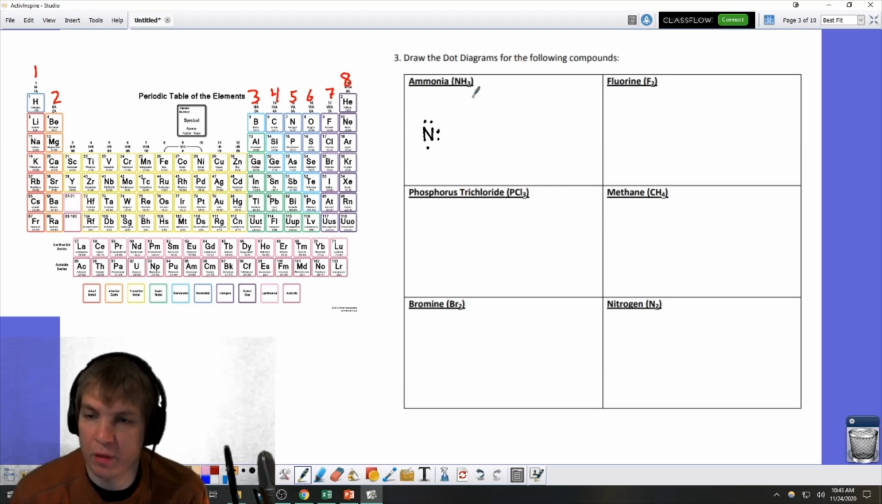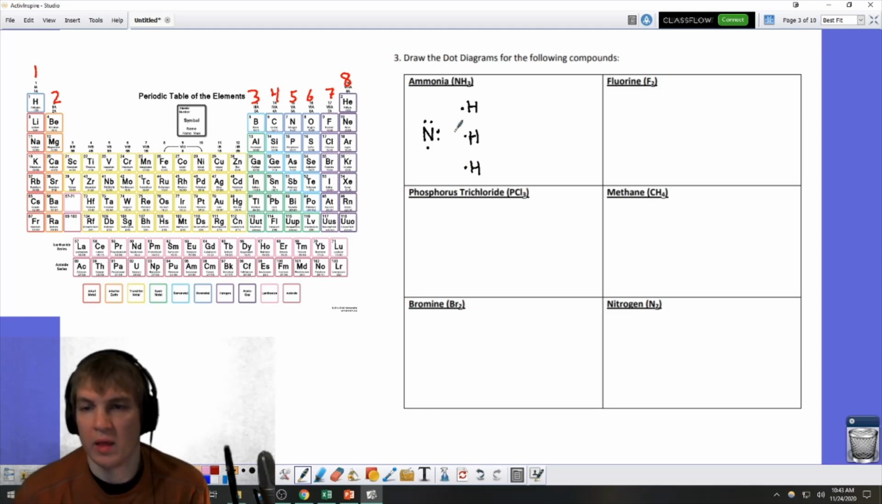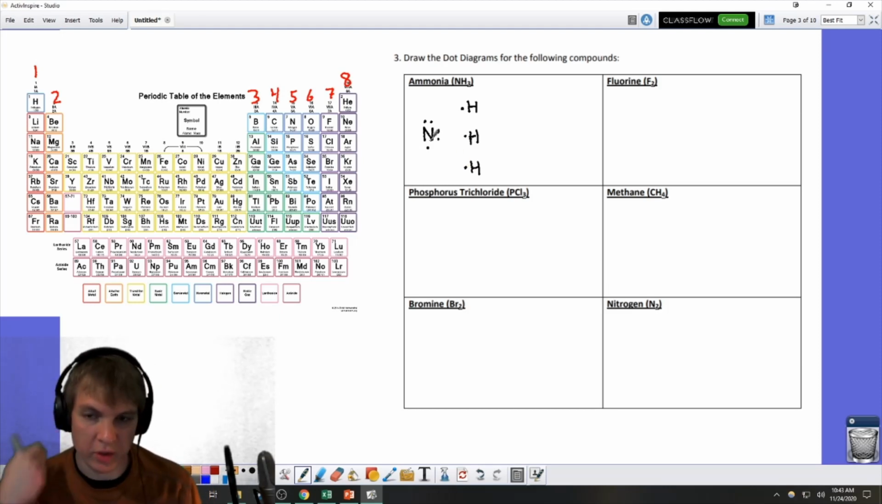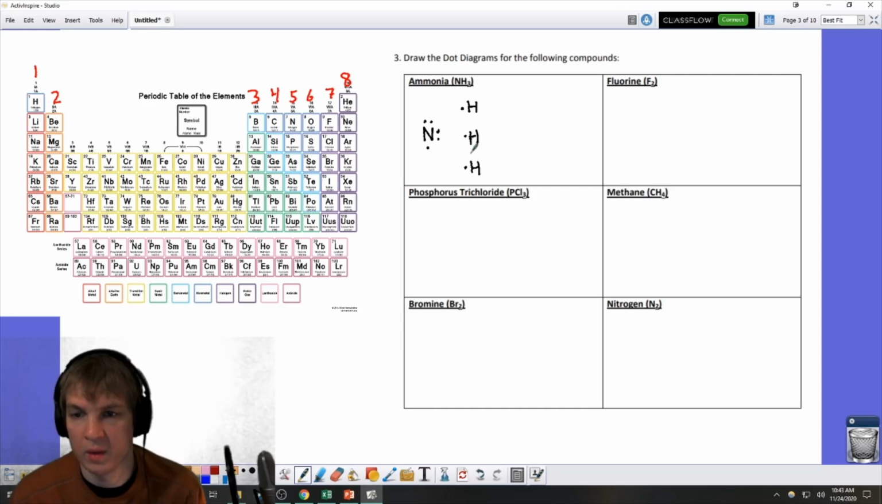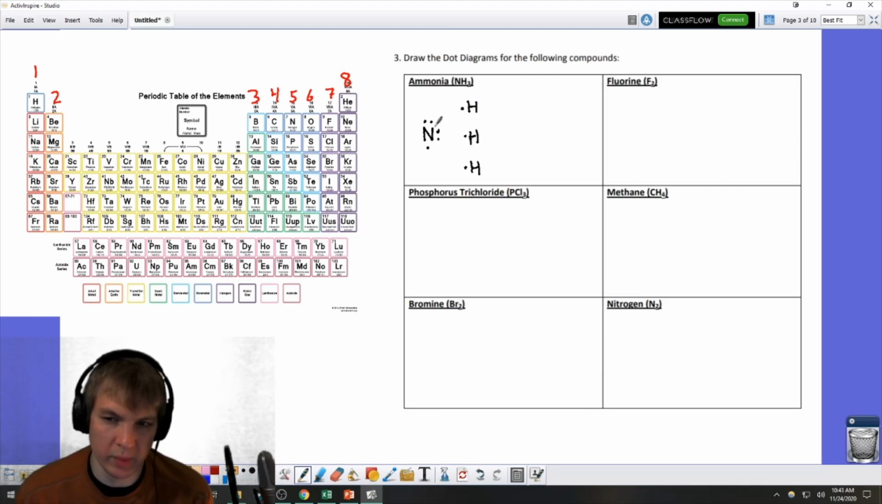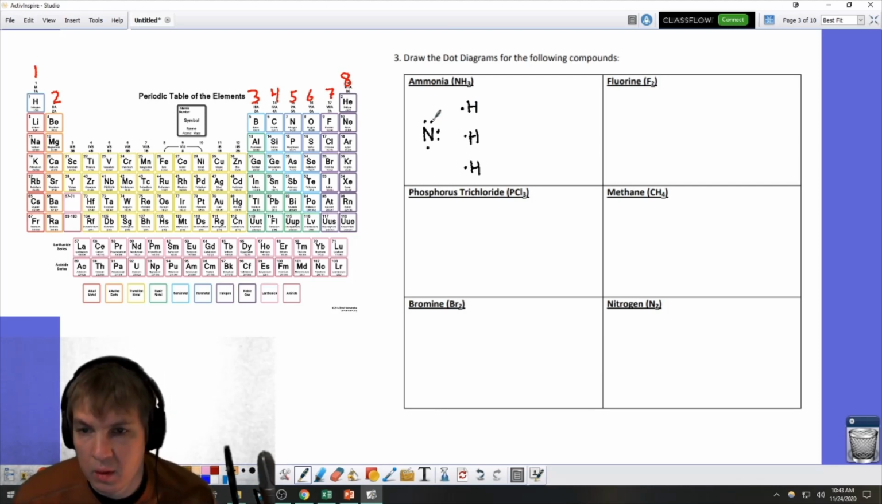Okay, and then we have 3 hydrogens. And hydrogen only has 1 valence electron. So we're going to put 1 hydrogen there, the second hydrogen there, and the third hydrogen there. And then the next step is to start connecting the dots so that we have all of the elements satisfying the octet rule. So hydrogen only needs 2, but nitrogen does want to have 8. So we're going to try to connect these two. We can maybe connect these two, and then maybe these two right here.